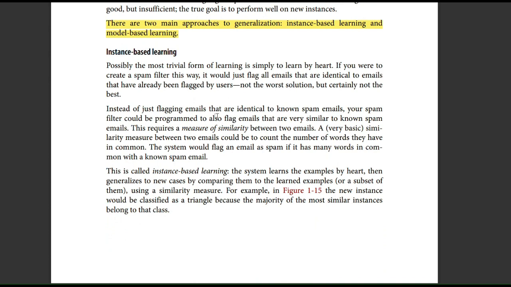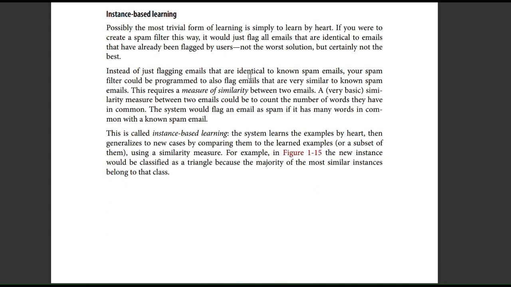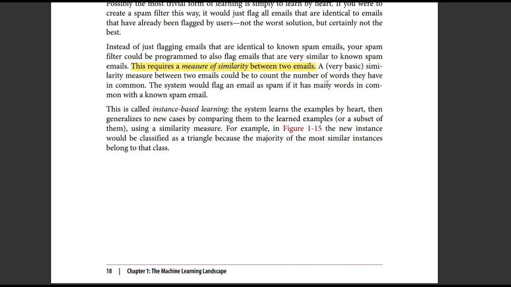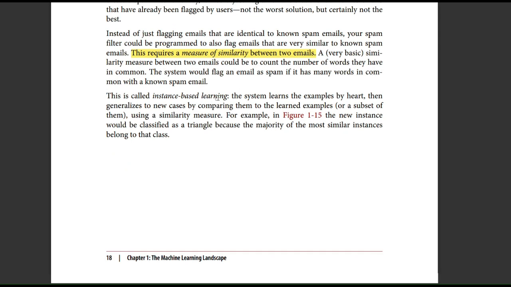Instance-based learning. Possibly the most trivial form of learning is simply to learn by heart. If you were to create a spam filter this way, it would just flag all emails that are identical to emails that have already been flagged by users. Not the worst solution, but certainly not the best. Instead of just flagging emails that are identical to known spam emails, your spam filter could be programmed to flag emails that are very similar to the known spam emails. This requires a measure of similarity between two emails.